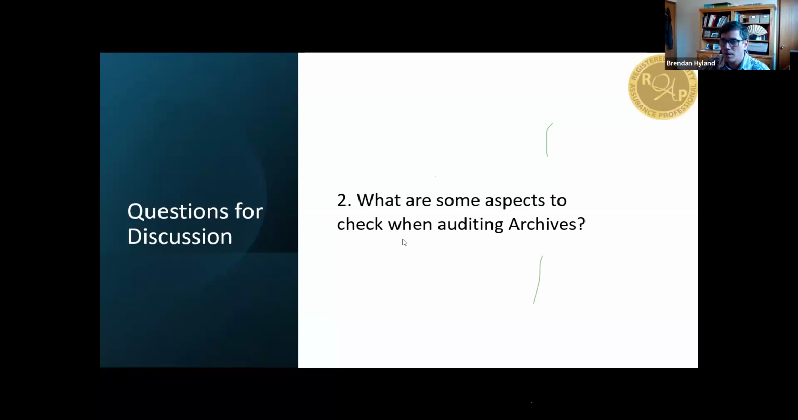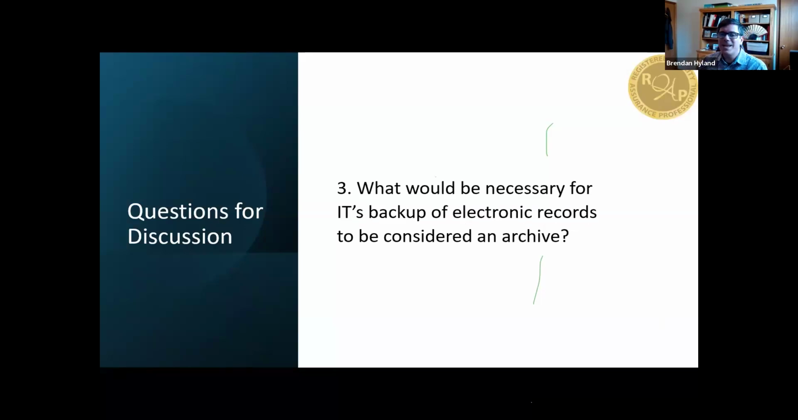Okay. What would be necessary for IT's backup of electronic records to be considered an archive?